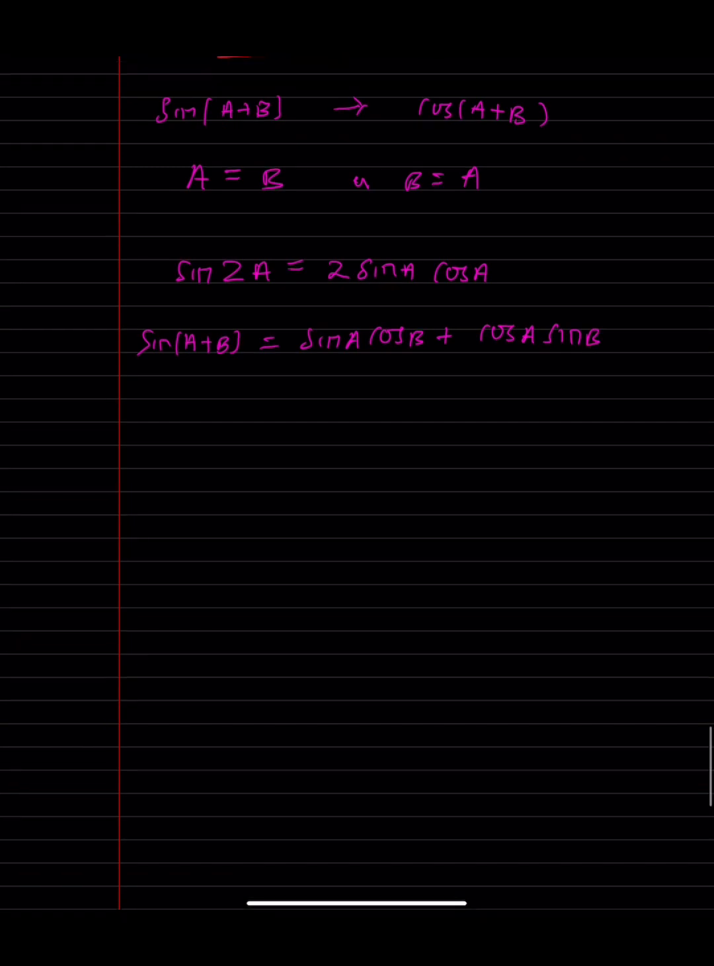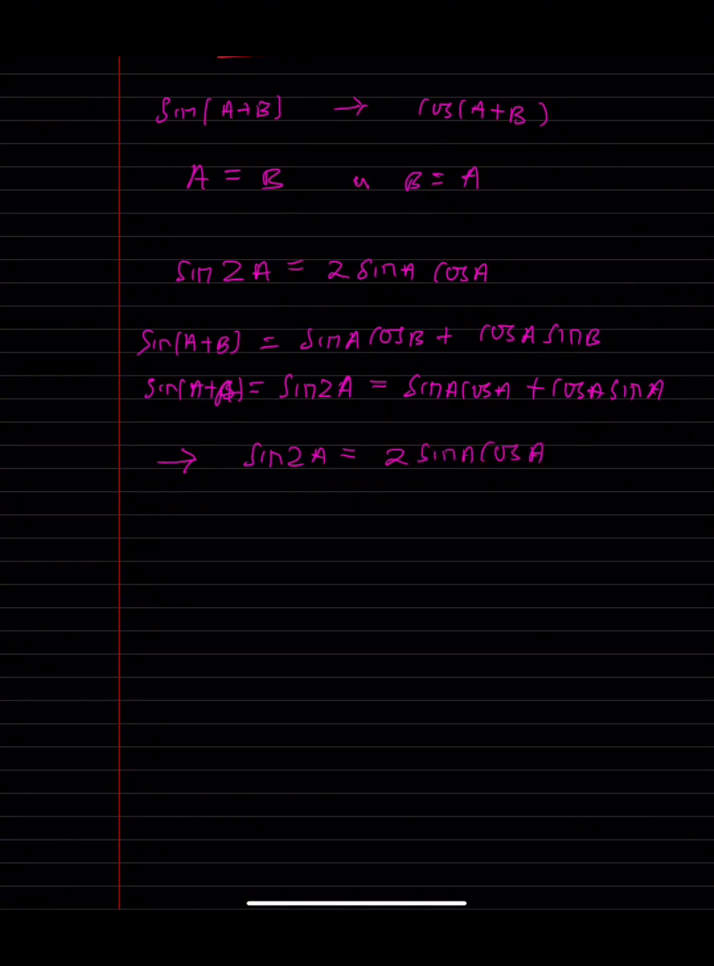So if A is equal to B, we are going to get sine A plus B, which is sine A plus A, which is equal to sine 2A, which is equal to sine A cos A plus cos A sine A. And at the end of the day, we are going to get sine 2A to be equal to 2 sine A cos A. So this is one trick identity that we can get from the double angle. So let's take note of it.